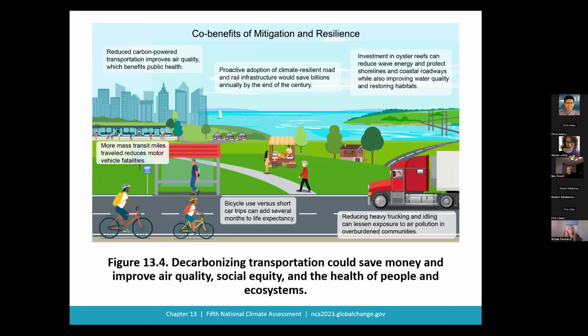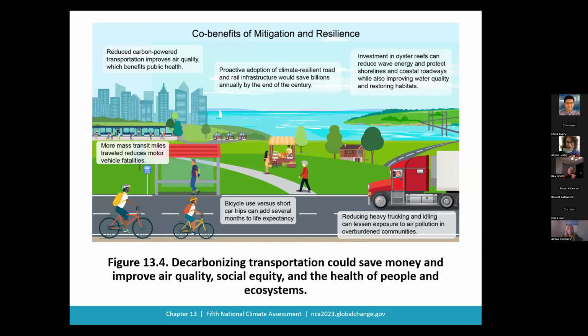So this is an image that we worked on for quite a long time to artistically depict how climate resilience and the co-benefits can come from both mitigation and resilience. Some of the things we tried to capture through this image were how investments to decarbonize the transportation system can both save money and improve air quality, but also improve social equity and the health of people and the ecosystem itself.